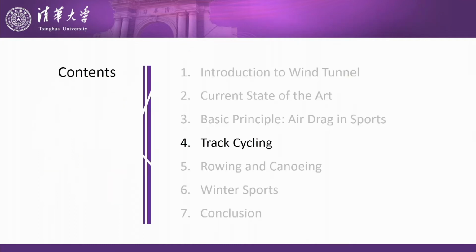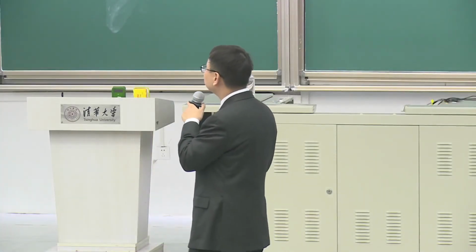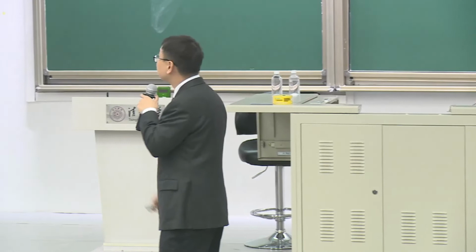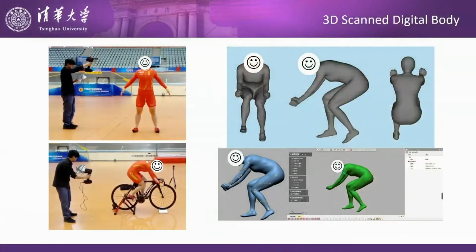Now that is the basic principle of the air drag. Let's go to the first example, track cycling. First, we do the 3D scan and build the 3D digital model of the athlete. With this model, we can do gesture changes by computer. We can save a lot of time for athletes.